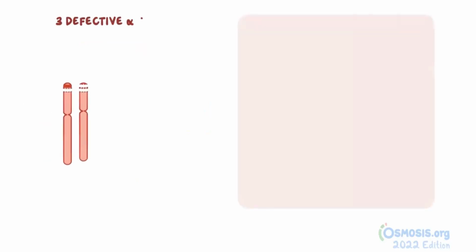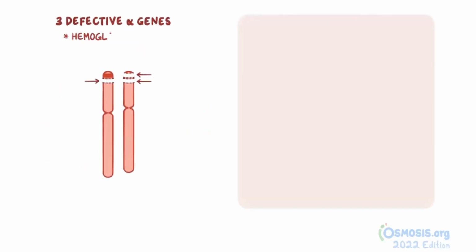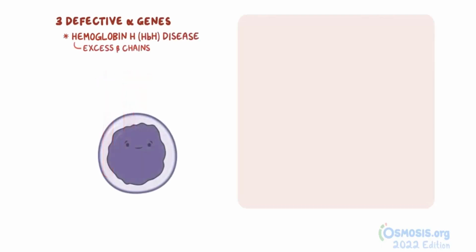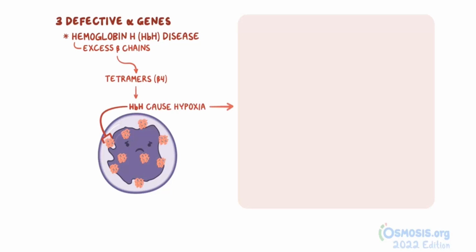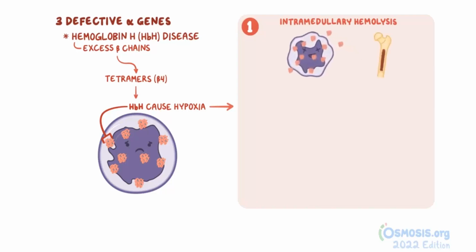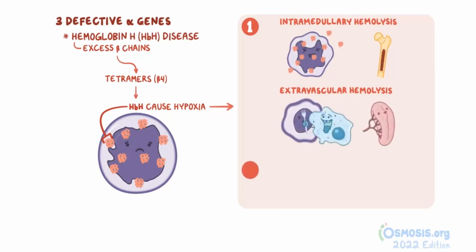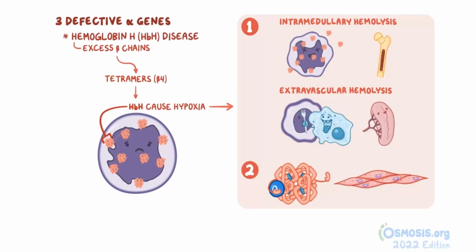If there are 3 defective alpha genes, there's moderate disease, called hemoglobin H, or HbH disease. This is caused by excess beta chains, which clump together within developing red blood cells to form tetramers, or beta-4, and give rise to a form of hemoglobin called hemoglobin H. HbH molecules cause hypoxia in 2 ways. First, they damage the red blood cell membrane, resulting in intramedullary hemolysis, or red blood cell breakdown in the bone marrow, or extravascular hemolysis, when red blood cells are destroyed by macrophages in the spleen. Second, HbH has a very high affinity for oxygen and doesn't release oxygen to the tissues.